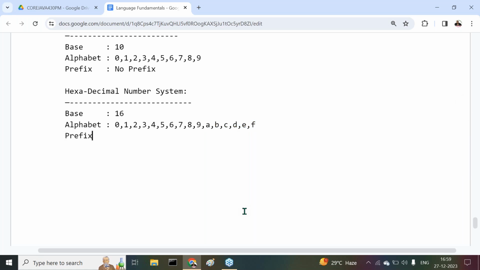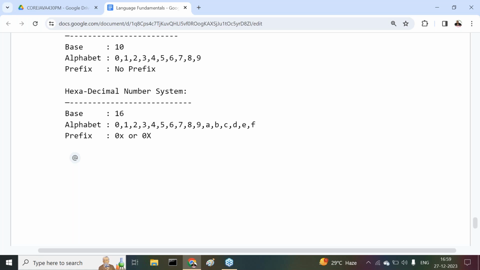Is any prefix available for hexadecimal numbers? Definitely there is a prefix. If it is 0b or 0B, it is the binary number system. If it is only 0, it is the octal number system. With no prefix, it is the decimal number system. Similarly, if you want to represent any hexadecimal value, we have to use the prefix either 0x or 0X.